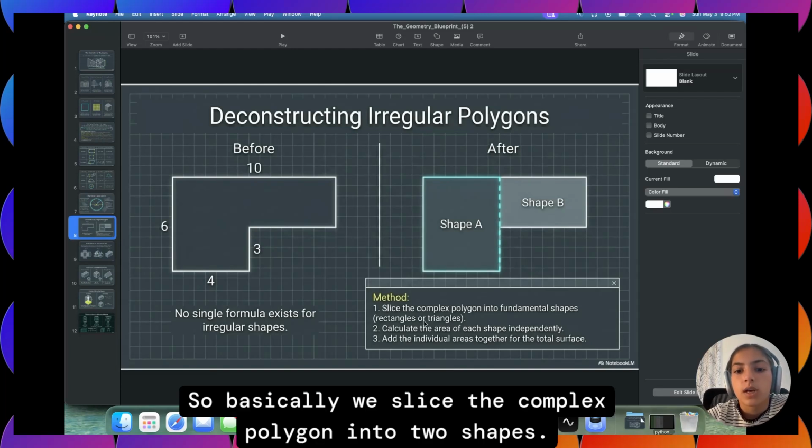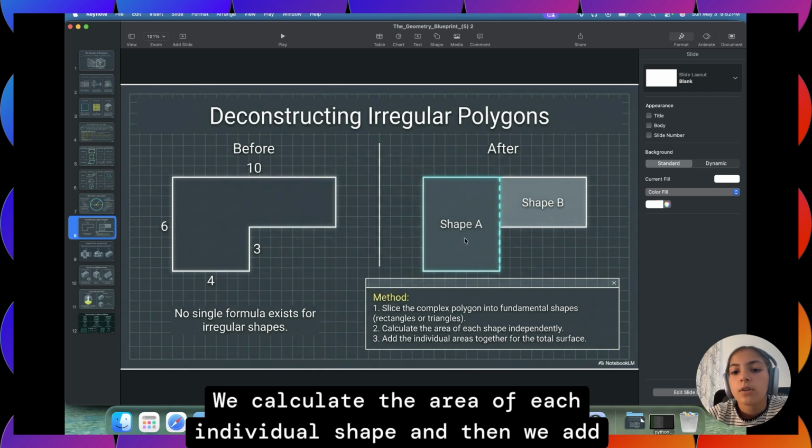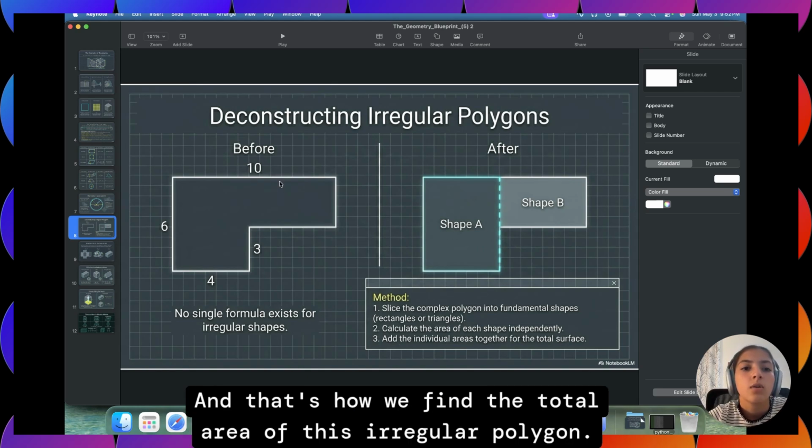Basically, we slice the complex polygon into two shapes. Rectangles or triangles are the most common. We calculate the area of each individual shape and then we add them together. And that's how we find the total area of this irregular polygon.